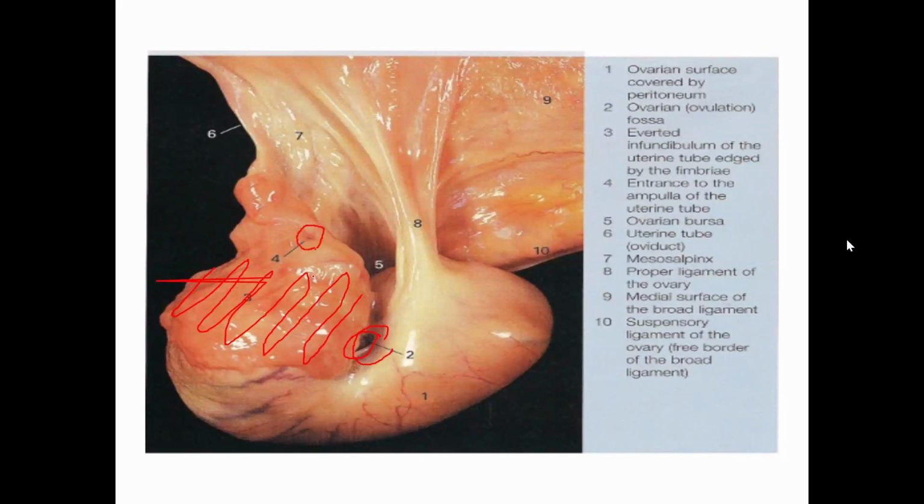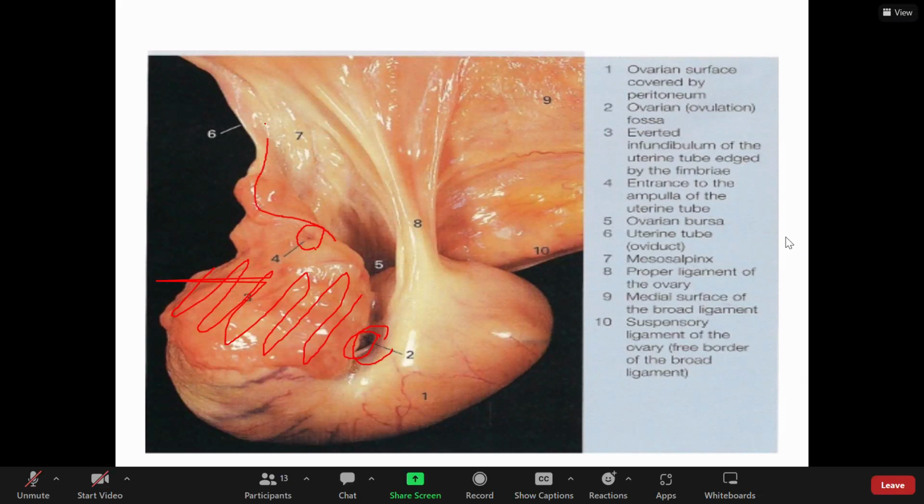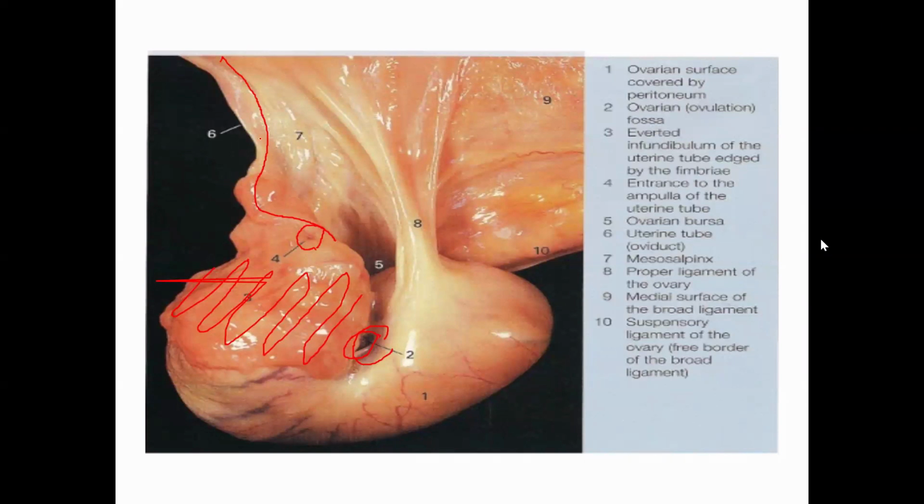So this is the ostium or the entrance of the oviduct. And then right after this, this will direct to the ampulla, and then we have the isthmus, I should say, number 6. So this is the isthmus, and then going to the uterine. So that was the topic last meeting.